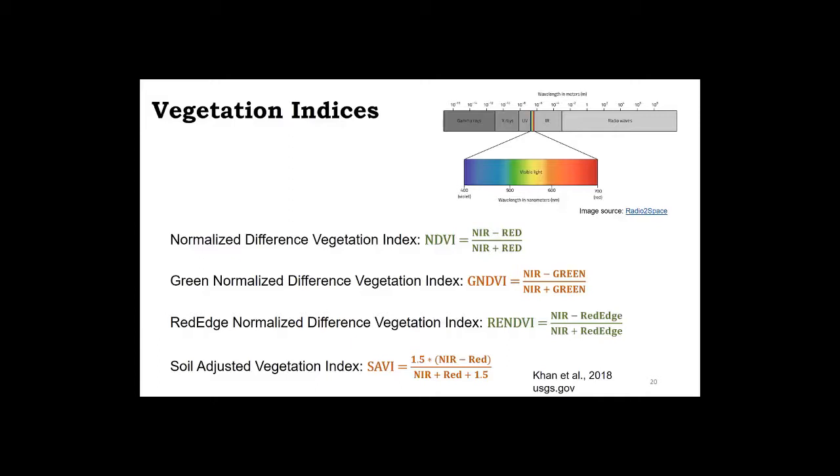These are just some of the many different vegetation indices we can calculate using the drone images. There are so many different vegetation indices we can calculate depending on our need, just using the same images we capture from the multispectral camera.